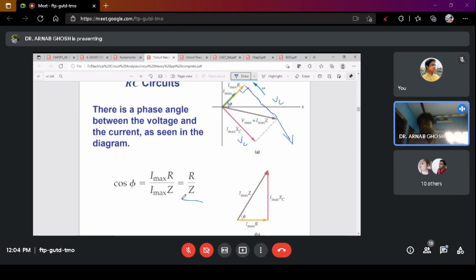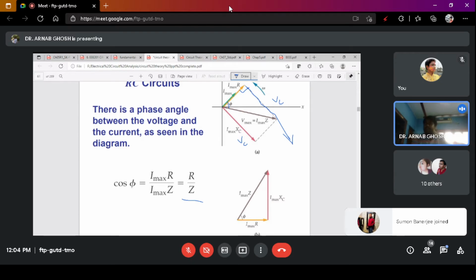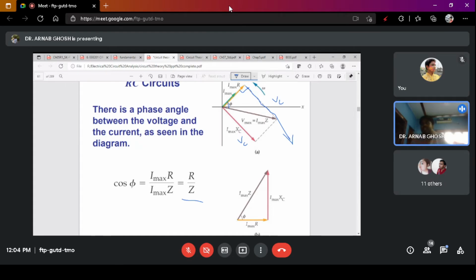So if it's a purely resistive circuit, what will the impedance be equal to? The impedance will be equal to R. So for a purely resistive circuit, what does cos phi become? R divided by R, that is equal to 1. So for a purely resistive circuit, the power factor is equal to 1.